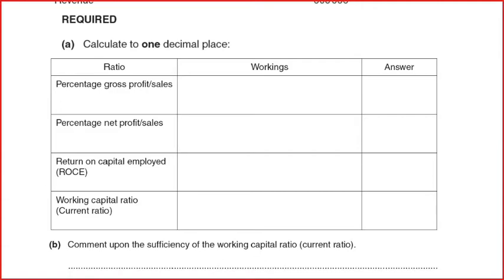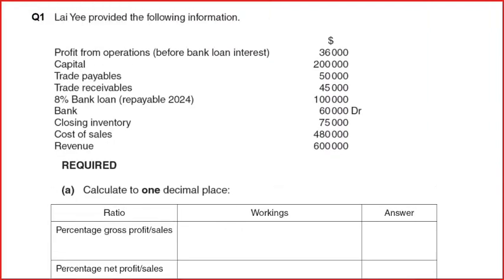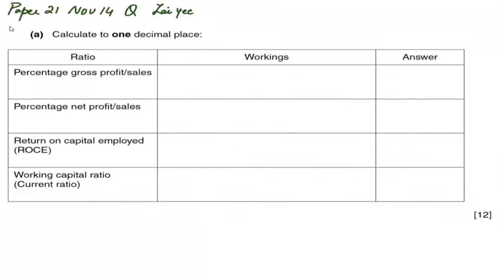Now you must keep the question on a separate device so that you can refer to the question whenever needed. First requirement that we have, we need to calculate a GP margin, gross profit to sales percentage. Now my dear student, the formula is gross profit divided by sales multiplied by 100.